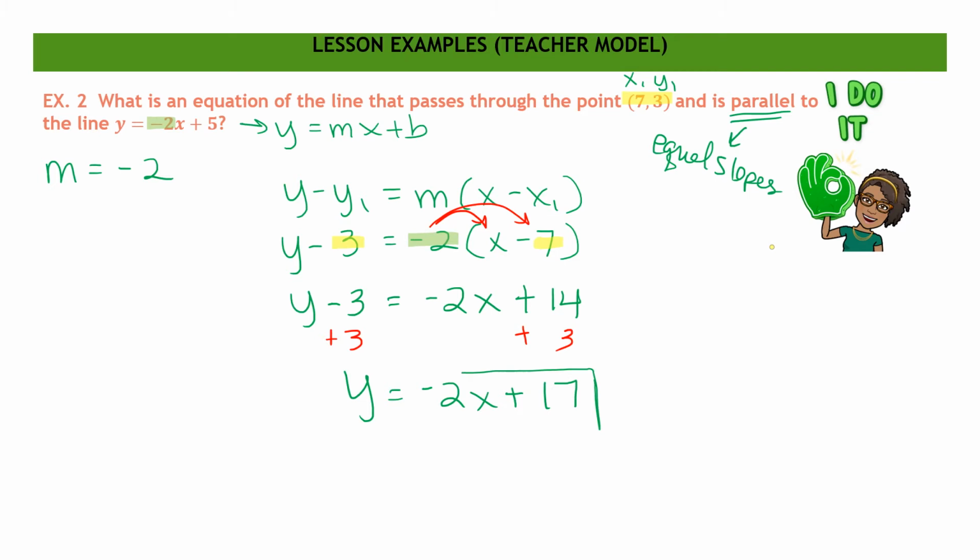And we see that this is the equation of the line that is going to be parallel to the original line that was given because we have, in fact, our slopes as being the same.